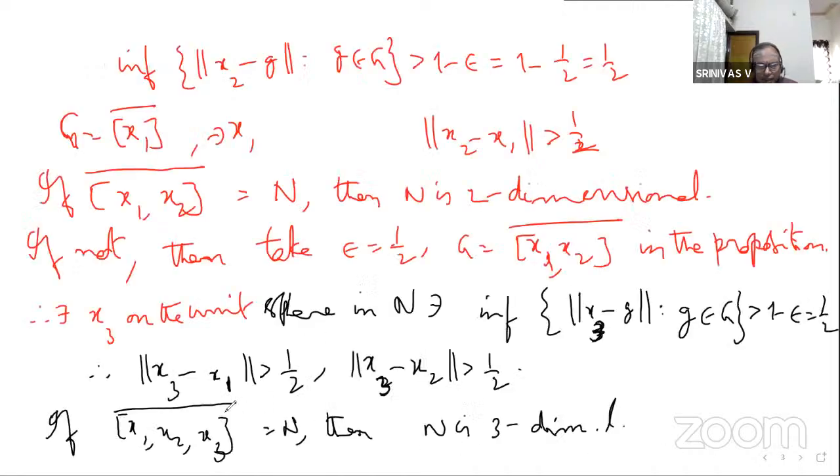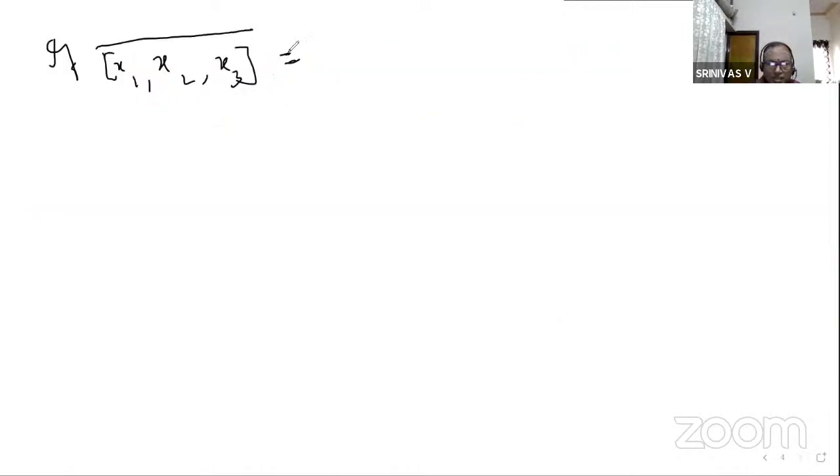If you take g to be the span of x1, x2, x3, the closure of this span is equal to n, then n is finite-dimensional. If it is not equal to n, what happens?